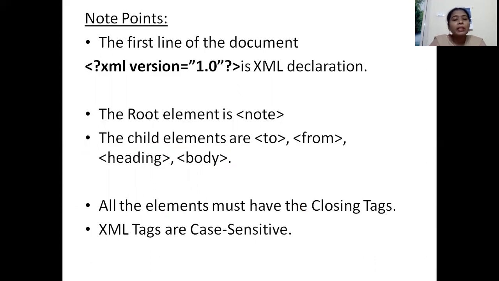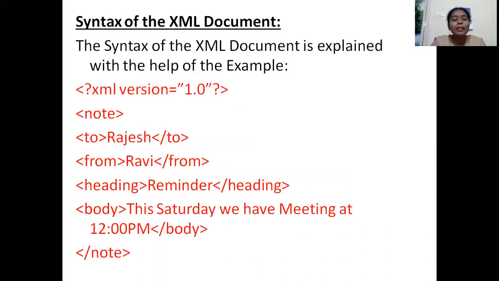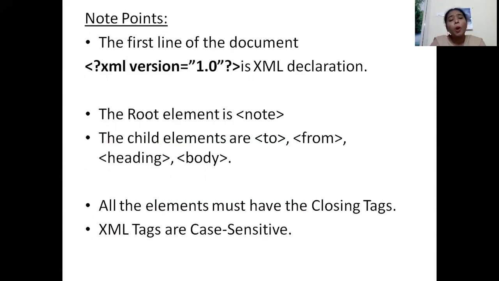In the previous example, let us see the child elements. To, from, heading, body are the child elements which I have used here; the elements which are opened are closed. So in this example, the root element is note and the child elements are to, from, heading and body. All the elements must have a closing tag. Whatever element I have opened must have a closing tag. That is mandatory.